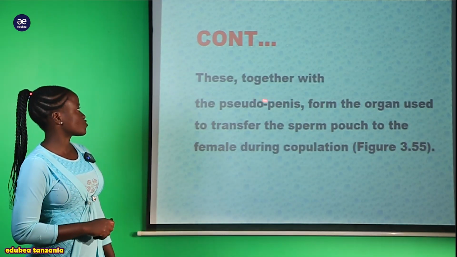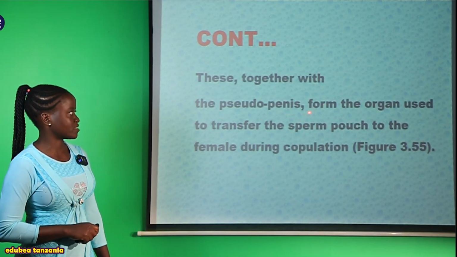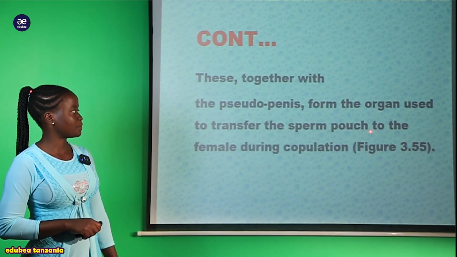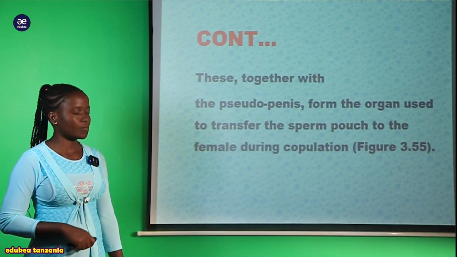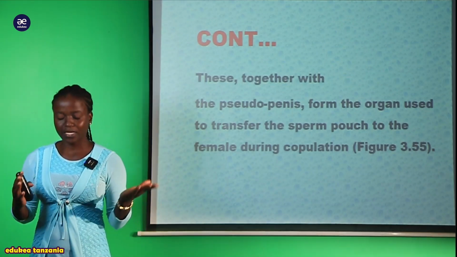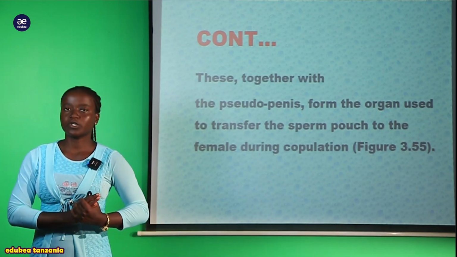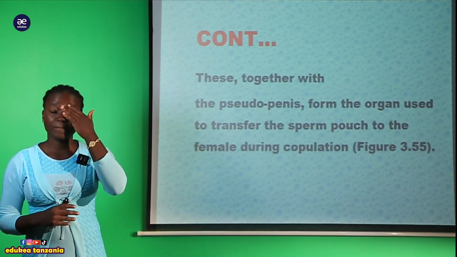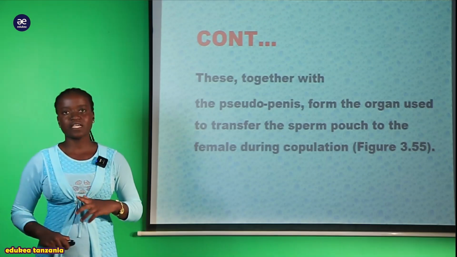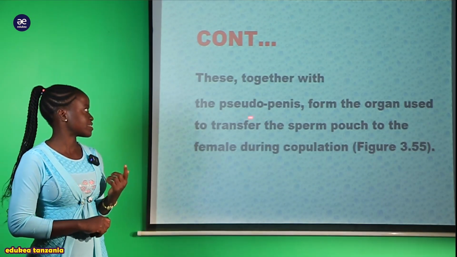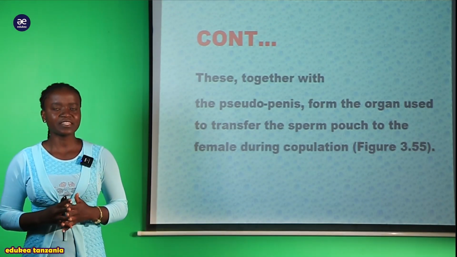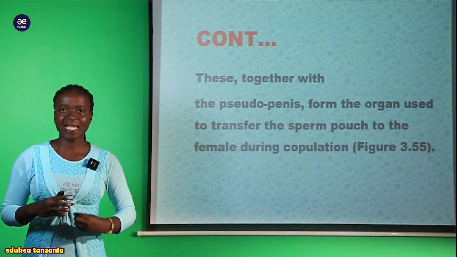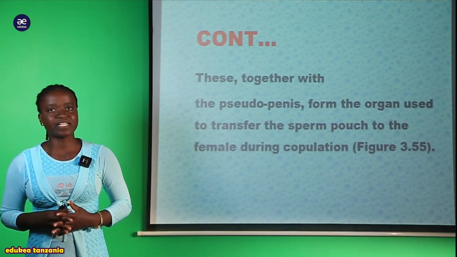So this, together with the pseudopenis, forms the organ used to transfer the sperm pouch to the female during copulation. These organisms, the cockroach, also have a pseudopenis. The word pseudo means false. But the penis is the special organ responsible for transferring the sperm from the male reproductive structure to the female reproductive structure.